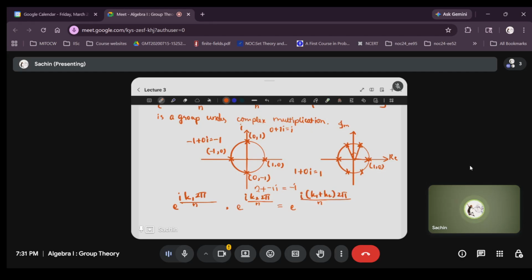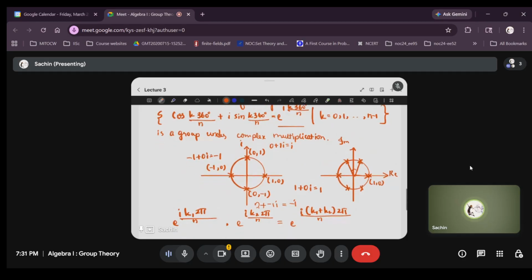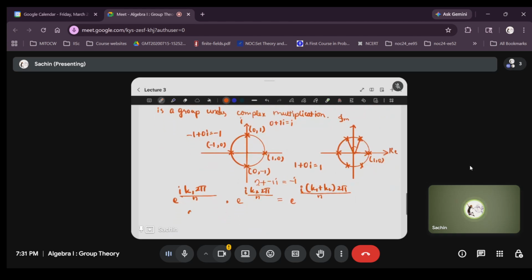If k1 plus k2 is less than n, then you're okay. It is still within this set. Right. This set is the set of all e power i k 360 by n, where k takes values from 0 to n minus 1. So if k1 plus k2 is one of 0 to n minus 1, then you're fine.